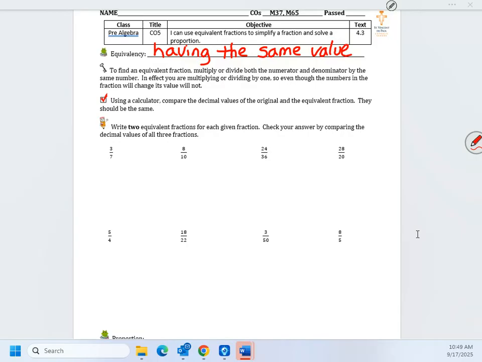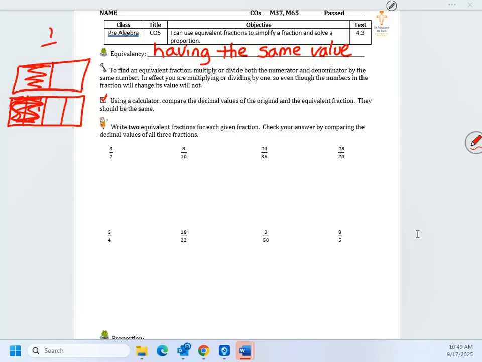1/2 versus 2/4, same value, right? If I have my rectangle and I divide it in half, and I have my rectangle and I divide it into fourths, 1/2 is the same value as 2/4. We can see it's the same amount. So equivalent fractions, same value. We just write it differently. 1/2 versus 2/4. Using a calculator, you would compare the decimal values of the original and the equivalent fraction.